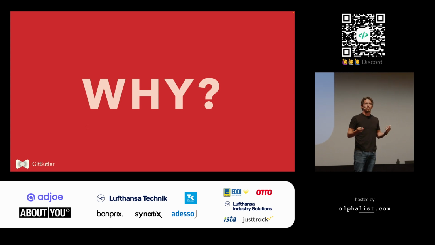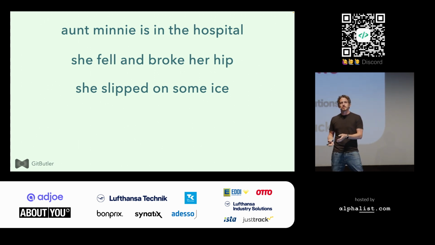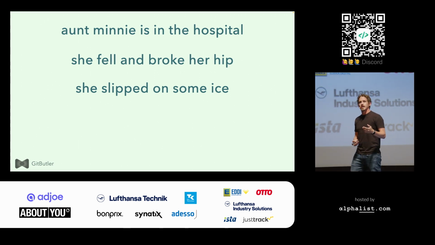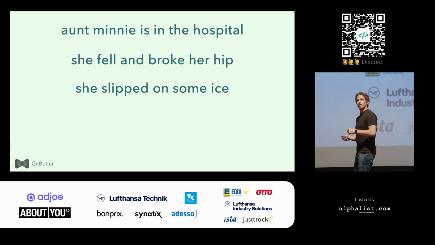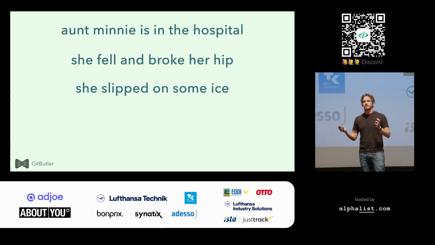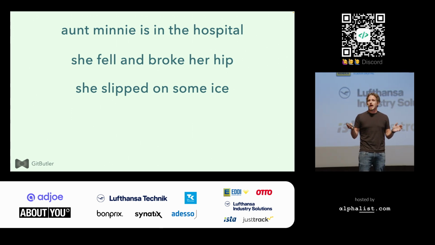You can say, okay, why? Why did she fall and break her hip? Well, she slipped on some ice. Okay, well, that's very specific. Now you know that it's not because Aunt Minnie got too drunk and was out too late with her friends. She was on some ice and she slipped and she broke her hip. But now, most people would probably stop at that point.